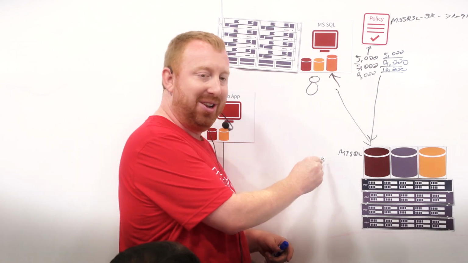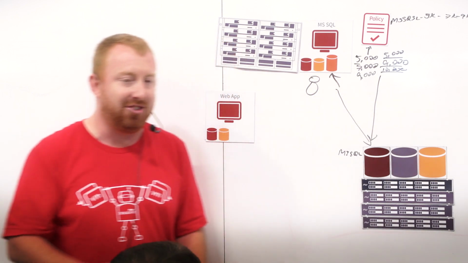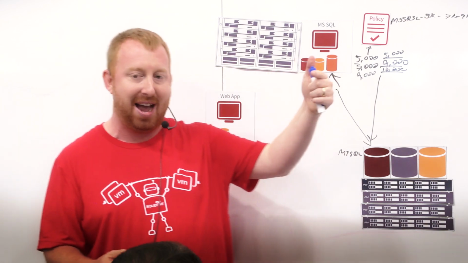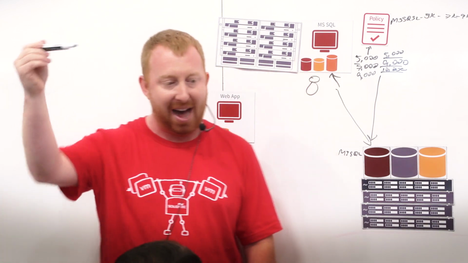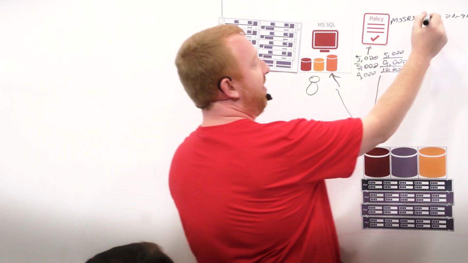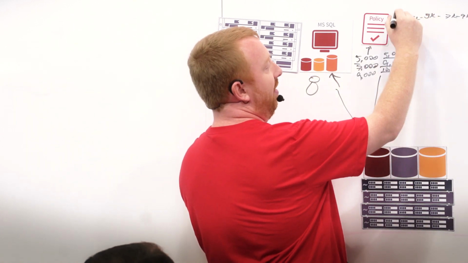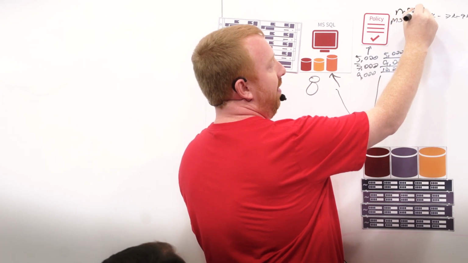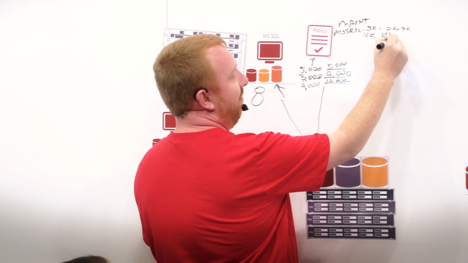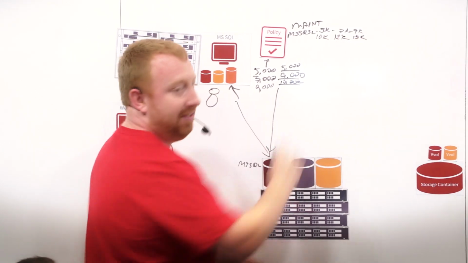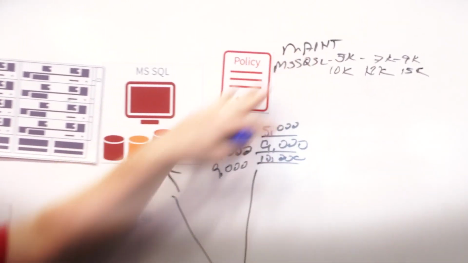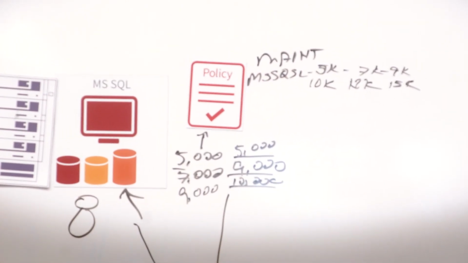And on the back end, what do we do? We run automation that sees that there's a discrepancy. It sees that the volume characteristic does not match the policy characteristic, but that the policy wins. So we read in what the new policy is. Let's say we had another policy, a maintenance policy, and it was 10K, 12K, and 15K. We have maintenance windows. We change that policy, and then automatically the volume underneath gets modified.